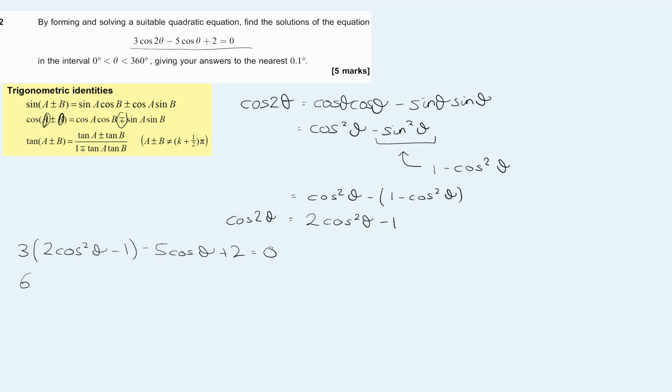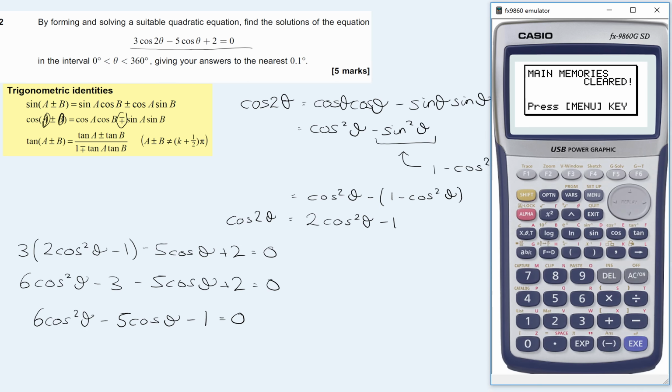And then just tidy this up, so 6 cos squared theta minus 3 minus 5 cos theta plus 2 equals 0. So the first bit, which is forming the suitable quadratic, is going to be 6 cos squared theta minus 5 cos theta minus 1 equals 0. Now we have to factorise this quadratic.